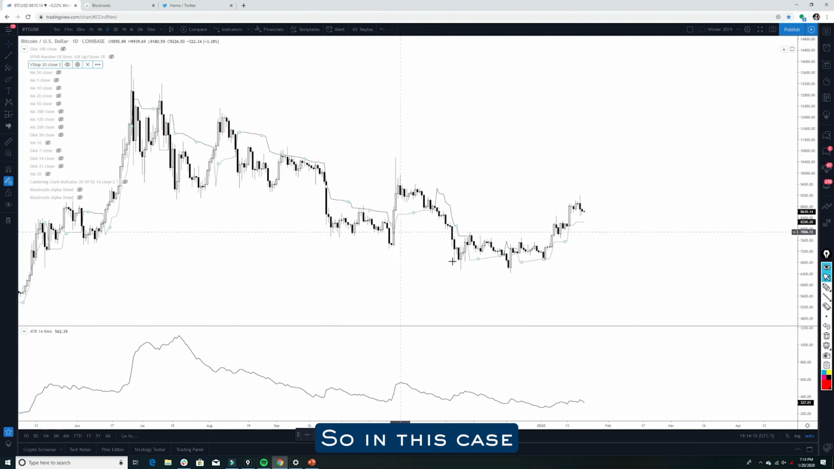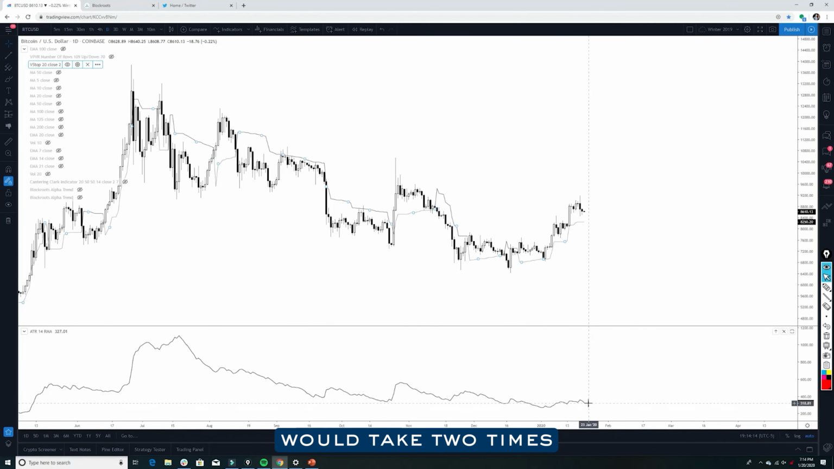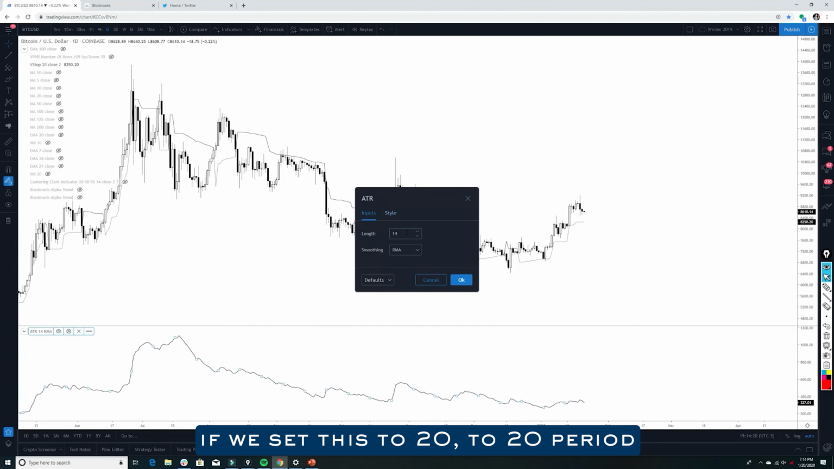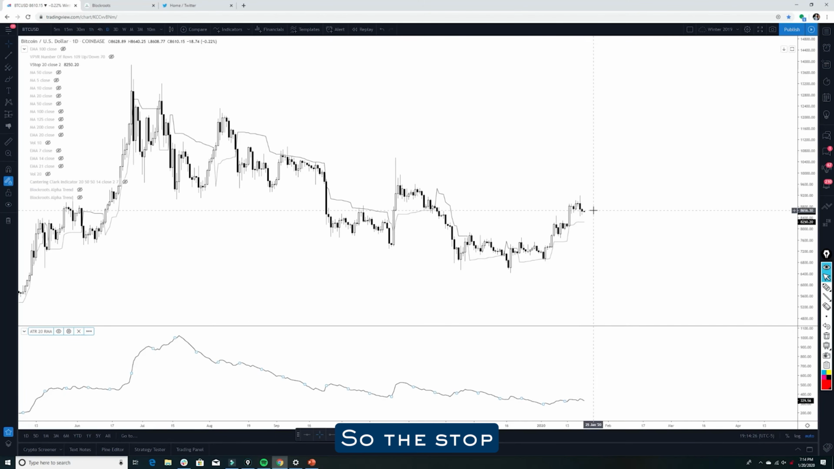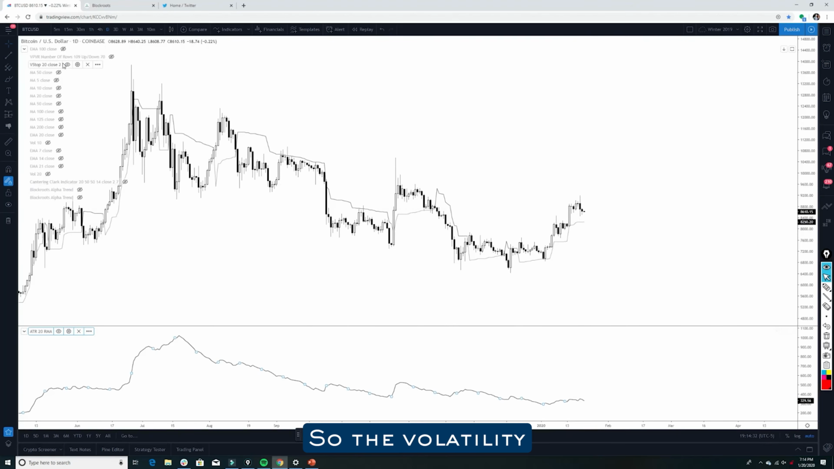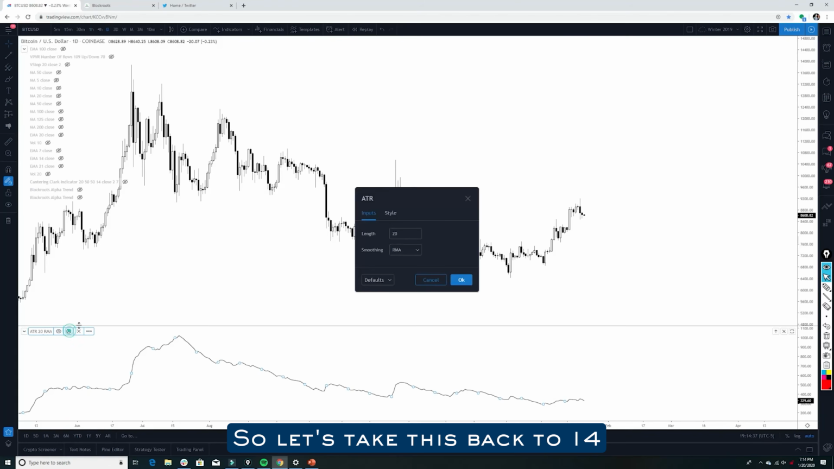So in this case, if we were going to be trying to do that right now, we would have this set to 20. We would take 2 times the value of the 20 period, which again, if you want to just see how this works, if we set this to 20, so 20 period, we'll see that now it's at around 350. So the stop is, in this case, about $700 away from this high. Okay, so the volatility stop incorporates the ATR. So let's take this back to 14.